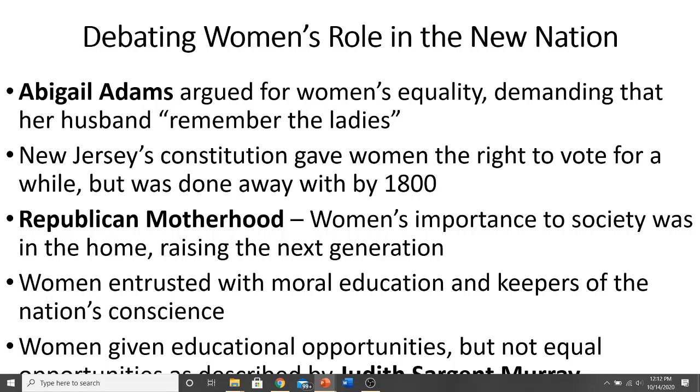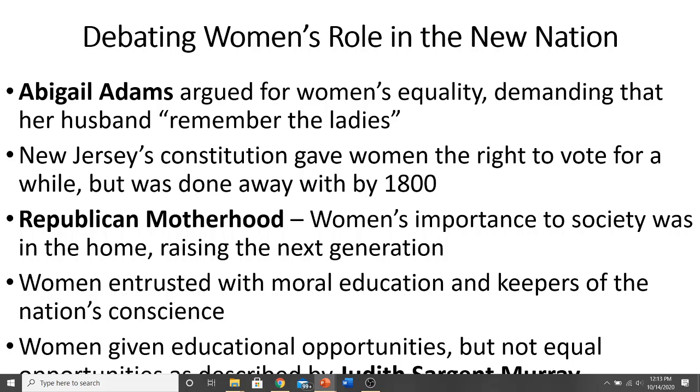The idea was that men are off to work to provide for the household, but it's women who have the most, at least they would have said it, the most important job of making sure that our children are raised to have a conscience and to have the morals to create a great nation. If we don't have good children taught in the right way, then we won't have a successful country. And so Republican motherhood represents women's importance to society by raising a successful generation of children who will uphold the common good over their own selfish desires.